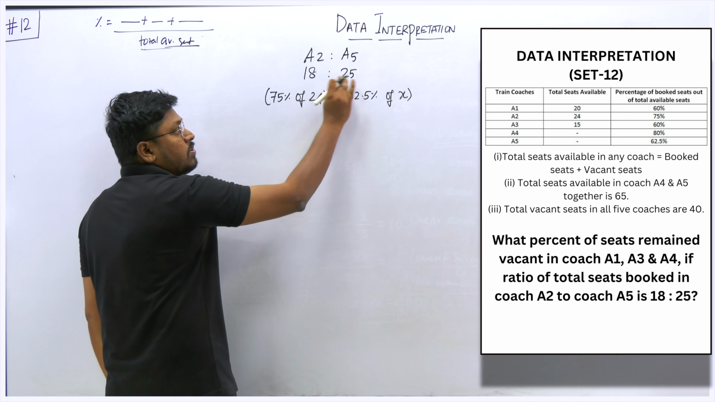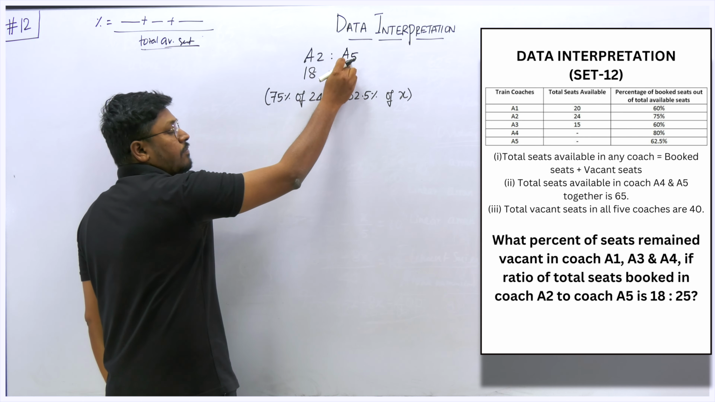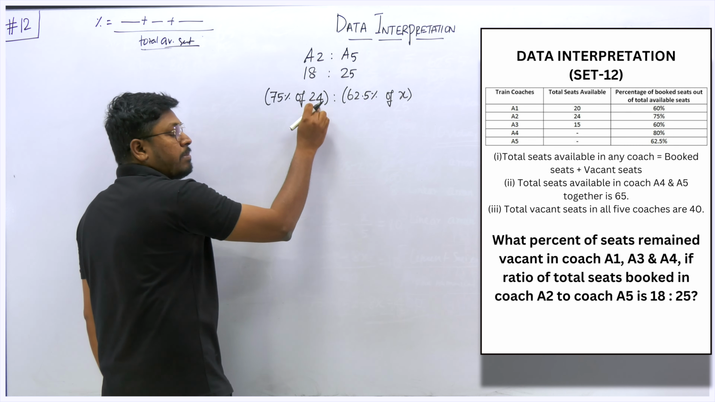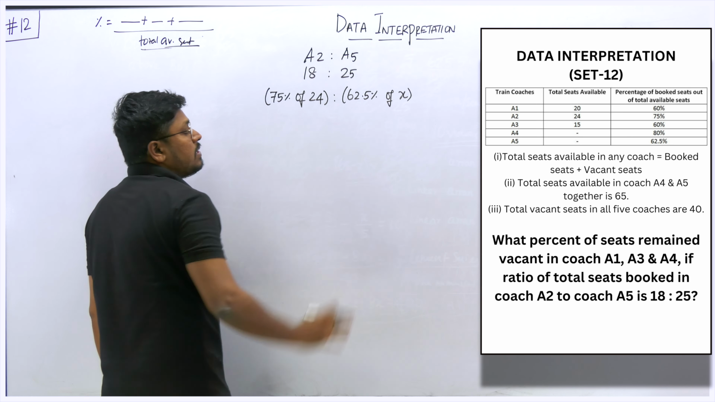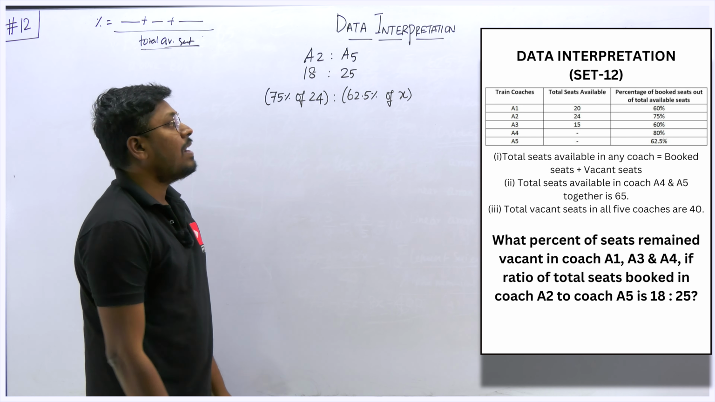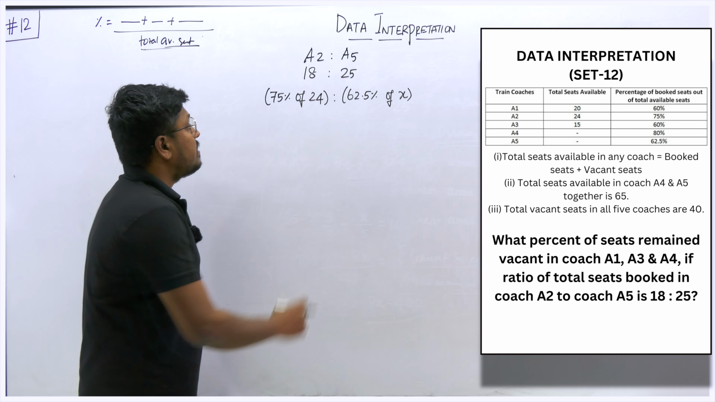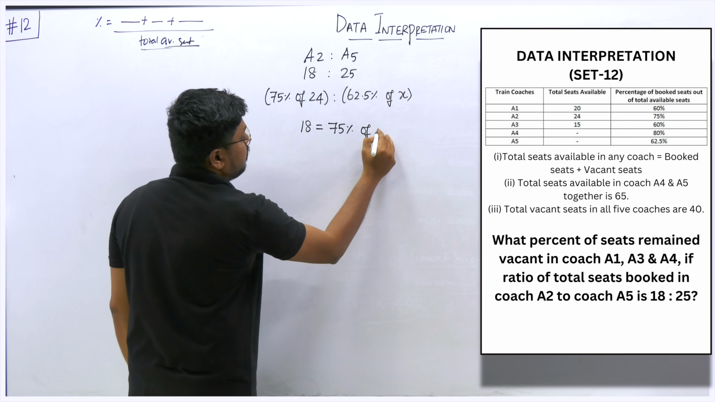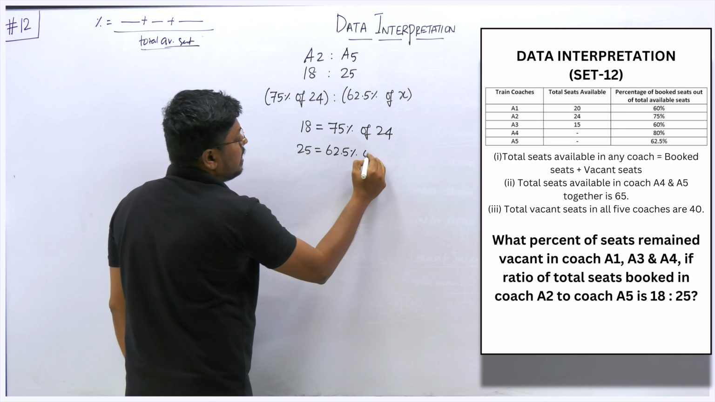This 18 is to 25 ratio is the total seats booked in the 2 coaches, A2 and A5. So the number of seats booked in A2 will be 75% of 24. For A5, this value is unknown, 62.5% of X. Initially we need to find the value of X, which is A5. After finding A5, we can find the percentage of the remaining vacant seats. So the 18 part is 75% of 24, and the 25 part is equal to 62.5% of X.